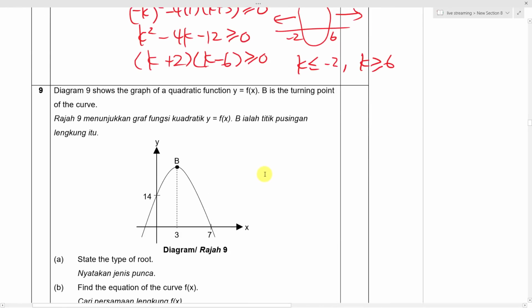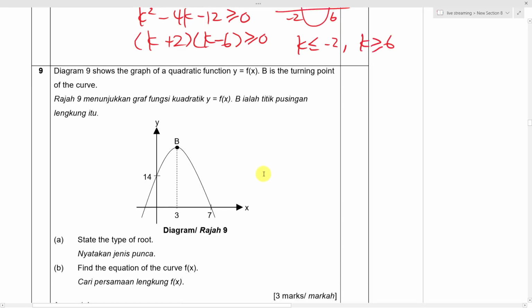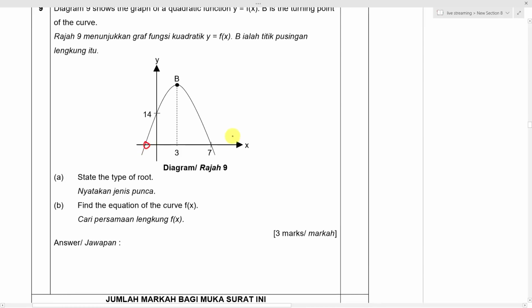Alright, so number 9. Over here, they tell you B is a turning point. And for type of root, you find how many points they intersect on the x-axis. Because root over here basically means the answer of x. So type of root means how many types of answer of x you have. So basically you have 2, right? So two different types of root, or 2 distinct. Anything should be okay. You can write any word which you think makes sense.